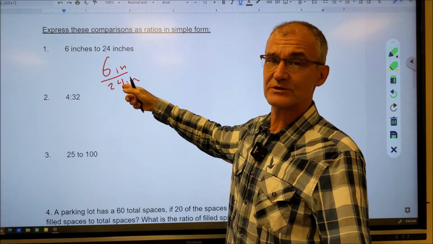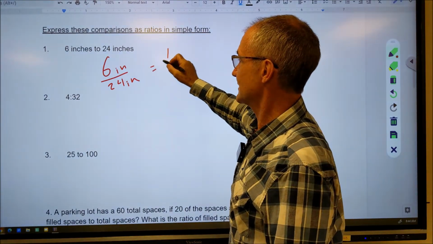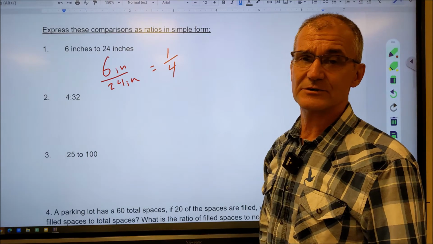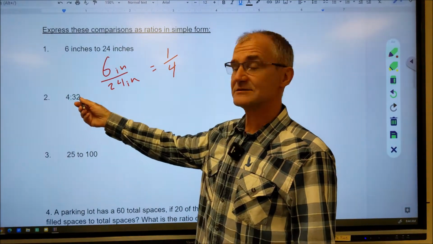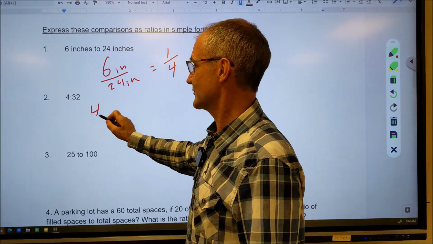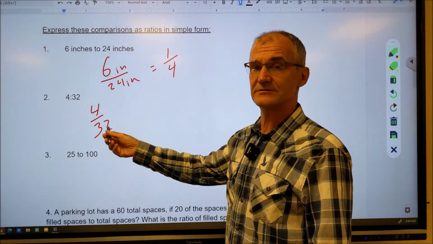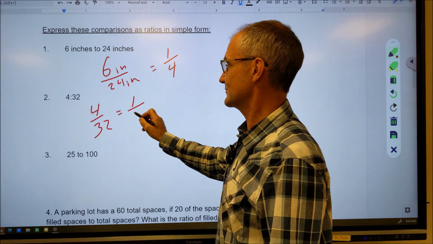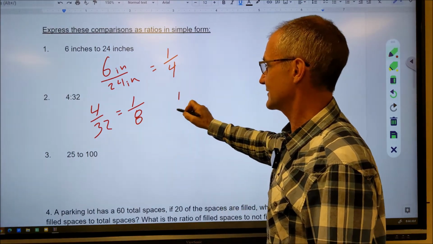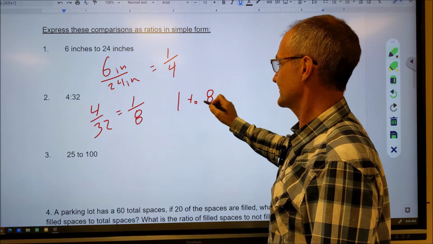6 goes into 6 1 times, and 24 4 times. So that's the equivalent of a ratio 1 to 4. Another way to write it is with a colon like that. That's saying 4 to 32. I could reduce that because 4 goes into 32 8 times. So I could reduce that to 1 to 8. I could write it that way, or I could write it 1 to 8 that way.